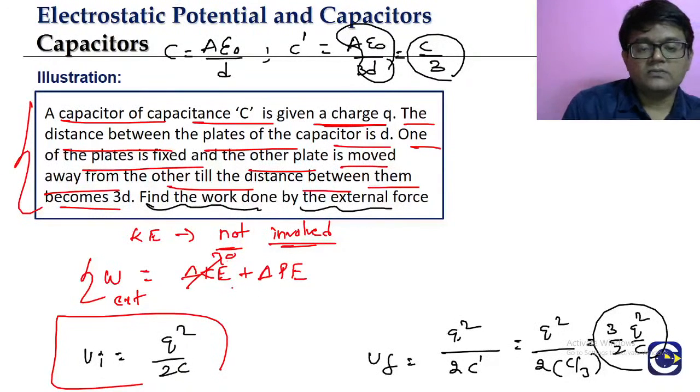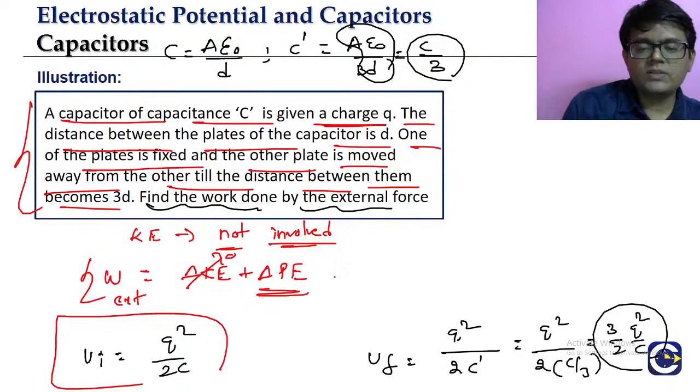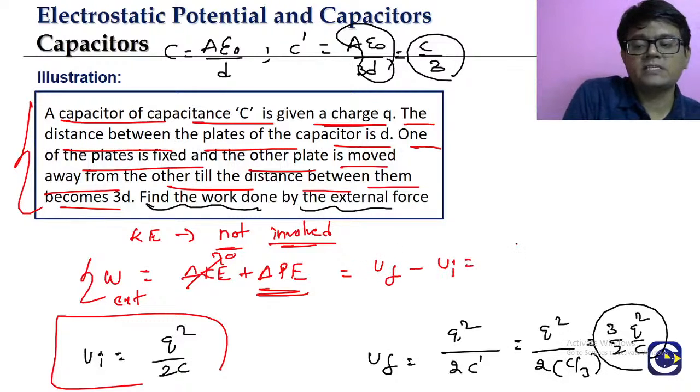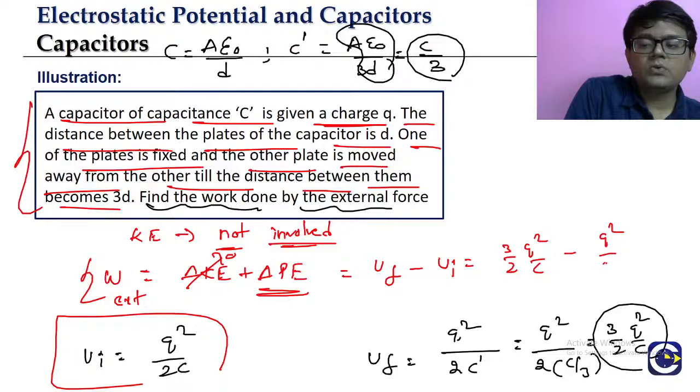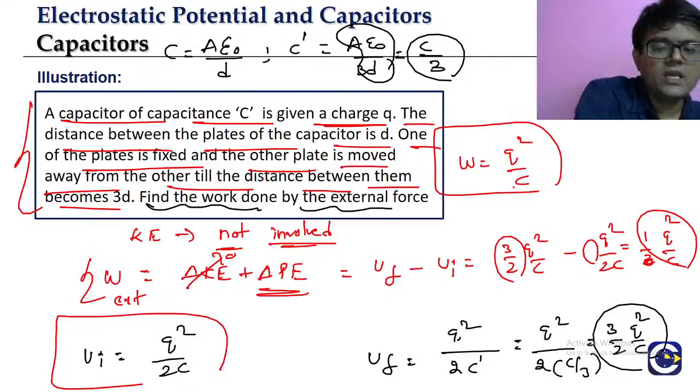Kinetic energy term is not involved, so the change in kinetic energy we take as 0. Only the potential energy is involved. So what is it? Final potential energy minus initial potential energy. Final potential energy is 3 by 2 into Q square by C. Initial is Q square by 2C. Subtract, and what do we get? 3 by 2 minus half is 1. 1 into Q square by C, which is simply Q square by C.